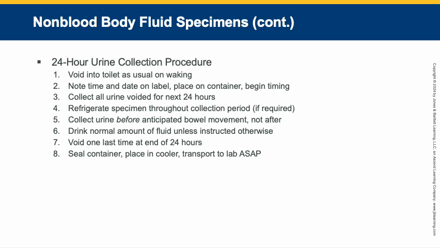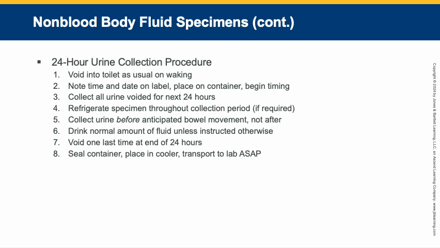So let's say they wake up at 8. If they wake up at 8 a.m., they void into the toilet, they start their time at 8, but that first specimen didn't go into the container, it went in the toilet. Then the next time they have to urinate, it goes into the container all the way up till 8 a.m. the next morning. So that's when they're going to collect every one of the urines in this jug for 24 hours. They're going to refrigerate the specimen throughout the collection period.